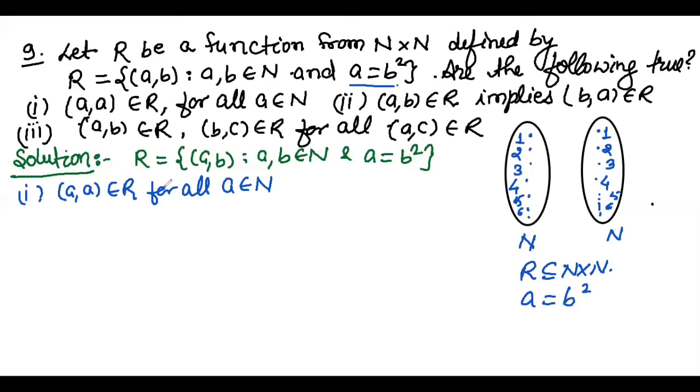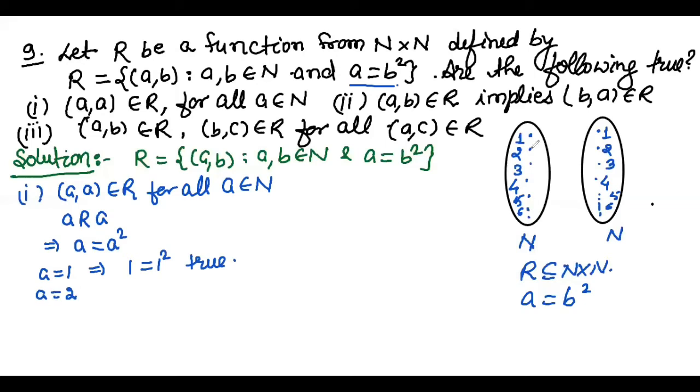So (a, a) means a is related to a itself, so it should satisfy the given condition a = b square. In place of b, I write a, so a = a square. Meaning, if I apply a = 1, we get 1 = 1 square. Yes, it is true. But if I apply any other number, a = 2, taking the number from the first set.